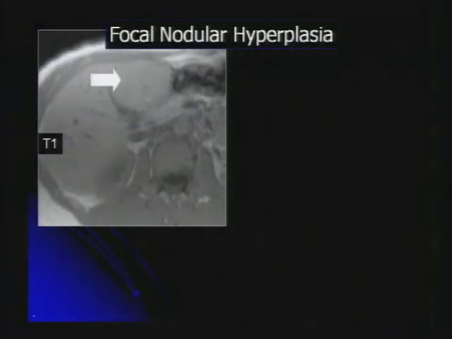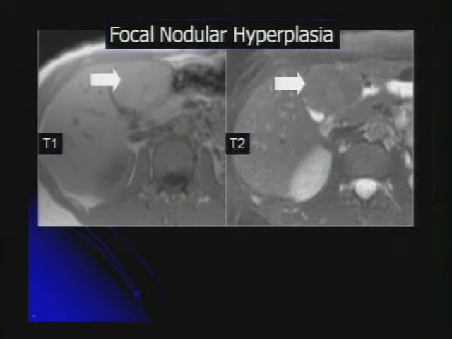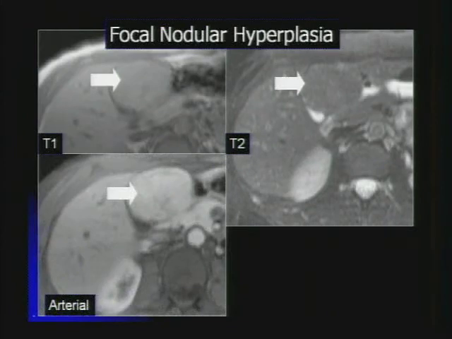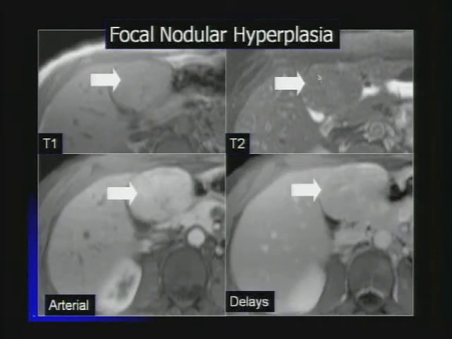Here's another example of an FNH. T1, similar signal to the background liver. T2, similar signal to the background liver. Arterial phase, it enhances. And on the delayed phase, the lesion, again, similar signal to the liver, but you can make out this sort of a Y-shaped scar in the middle.